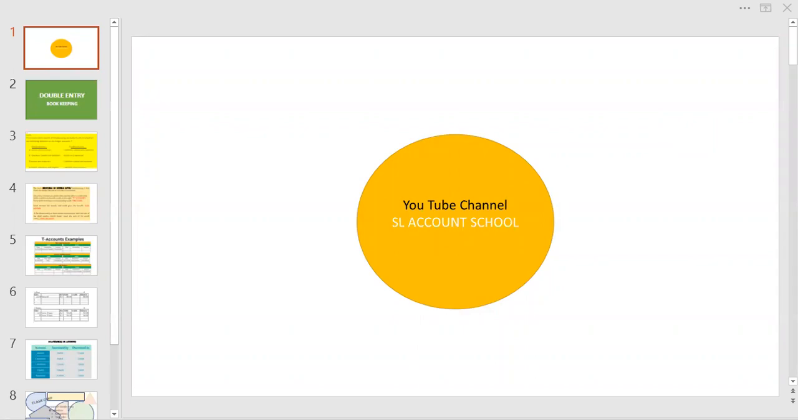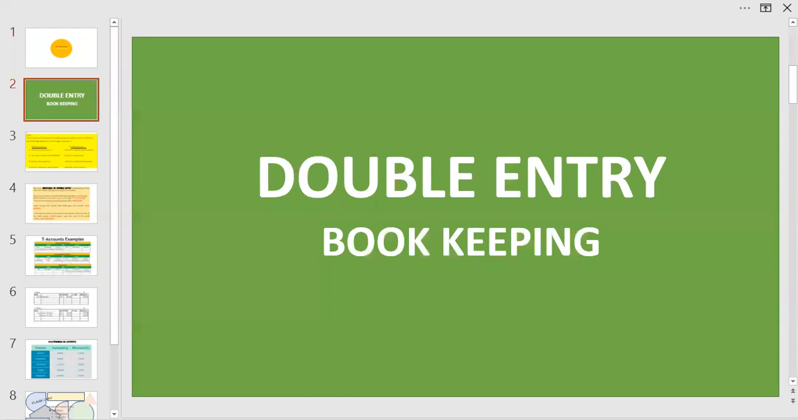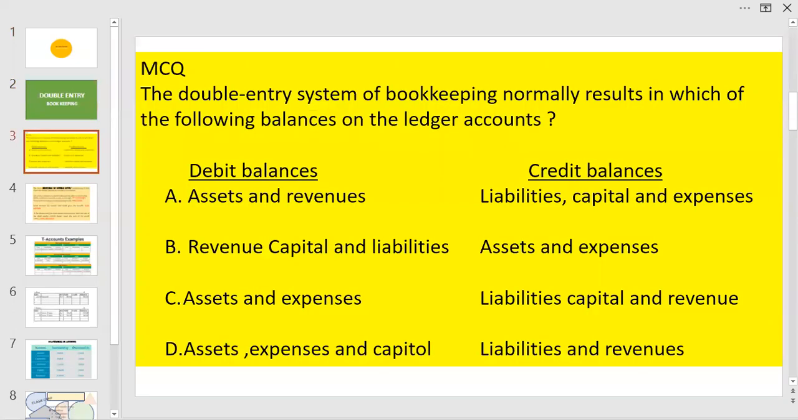Today's topic would be double entry bookkeeping. Before we move on to the subject, first let us look at a question which reads: the double entry system of bookkeeping normally results in which of the following balances on the ledger account? Debit balance column and credit balance column are given.